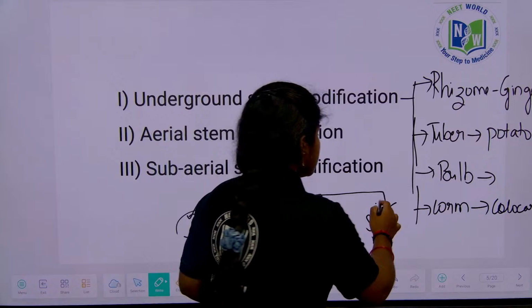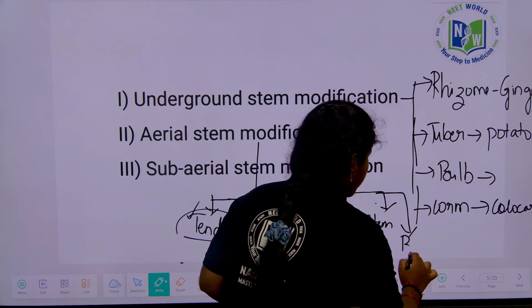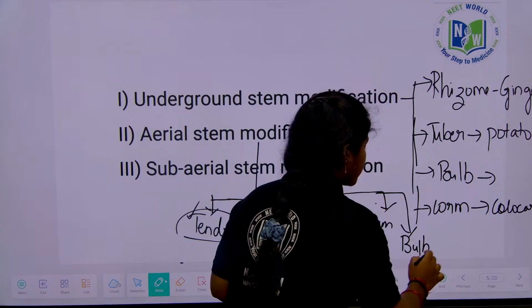And some are for vegetative propagation. Why is it vegetative propagation?